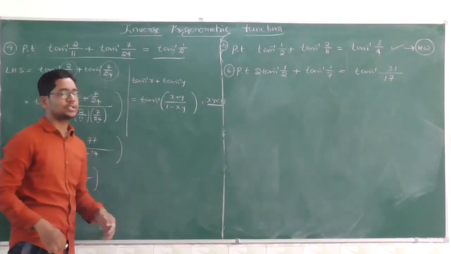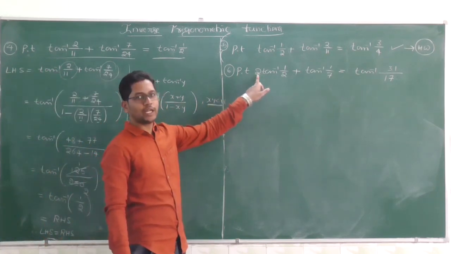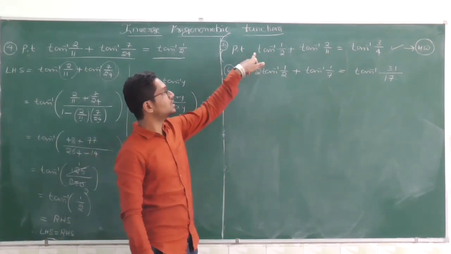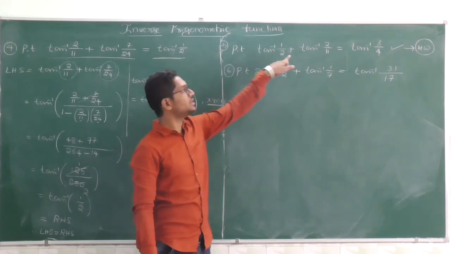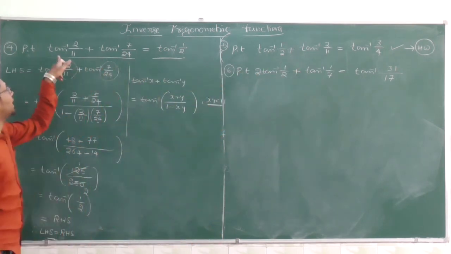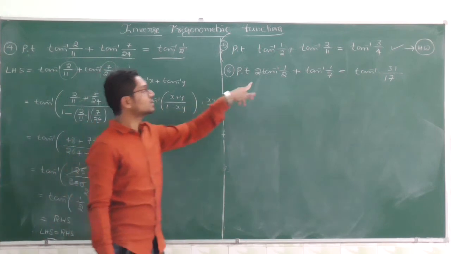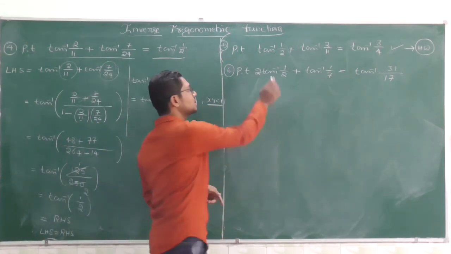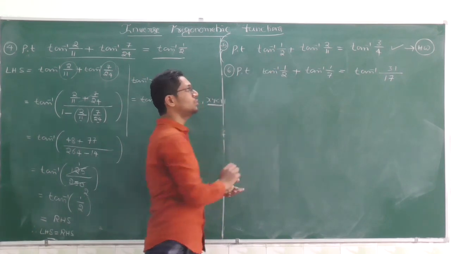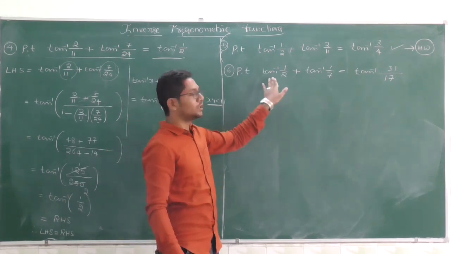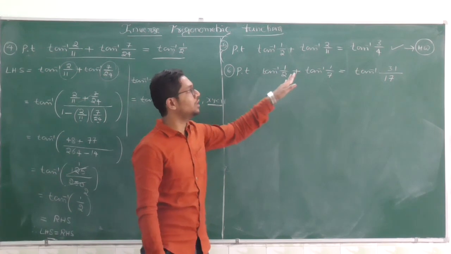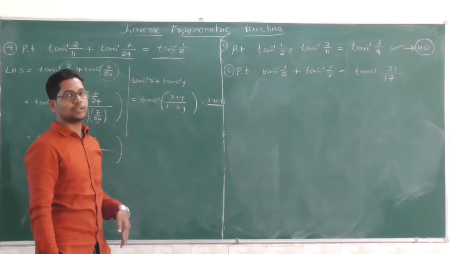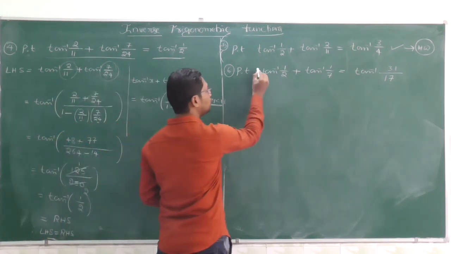You just observe it. Here we have 2 tan inverse. In our previous problems we had only tan inverse. So in this problem we have 2. Suppose if we didn't have 2, then we would apply the property tan inverse x plus tan inverse y. But we have 2.